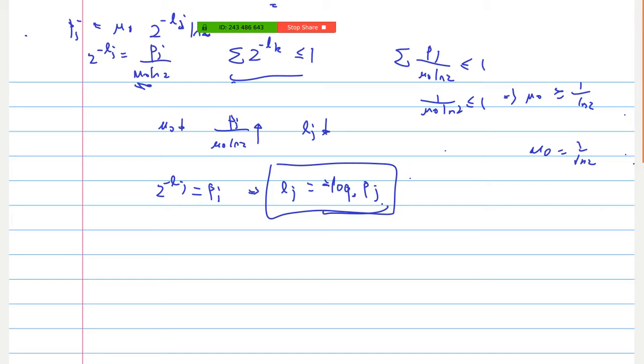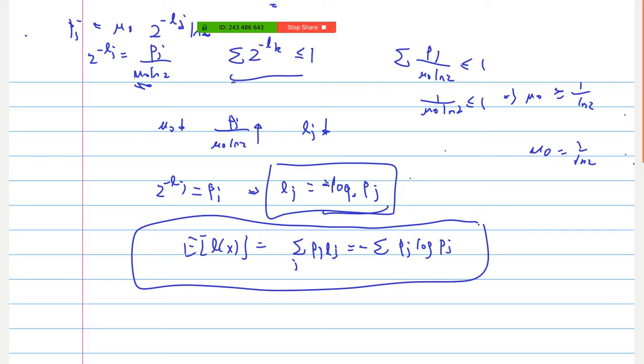Now, what's the expected length? Remember that it's just equal to the sum over all j of pj lj. Then therefore this is just equal to minus the sum of pj log pj. And this is exactly the equation for entropy for a discrete random variable. And this gives a reason why entropy is defined that way. In my slides, I actually have a shorthand notation for that as P1 to PK. This is just a shorthand notation for this thing here.